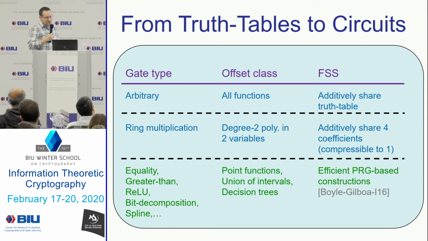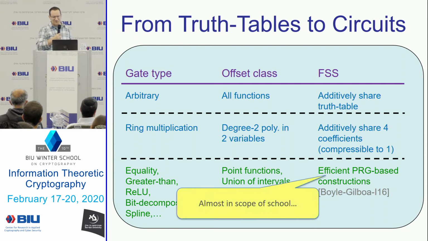Okay, what about fancier gates? Equality, greater than, ReLU, bit decomposition, spline function. These are all types of computations that arise in the context of machine learning, numerical computations, and so on. It turns out that we were really lucky. If you look at the offset classes of these things, we have efficient, non-trivial function secret sharing schemes that are not information theoretic, but they use only symmetric crypto. They are concretely efficient and use symmetric crypto. So this is out of scope for this school, but almost in scope. It's only symmetric crypto. This is really like luck.